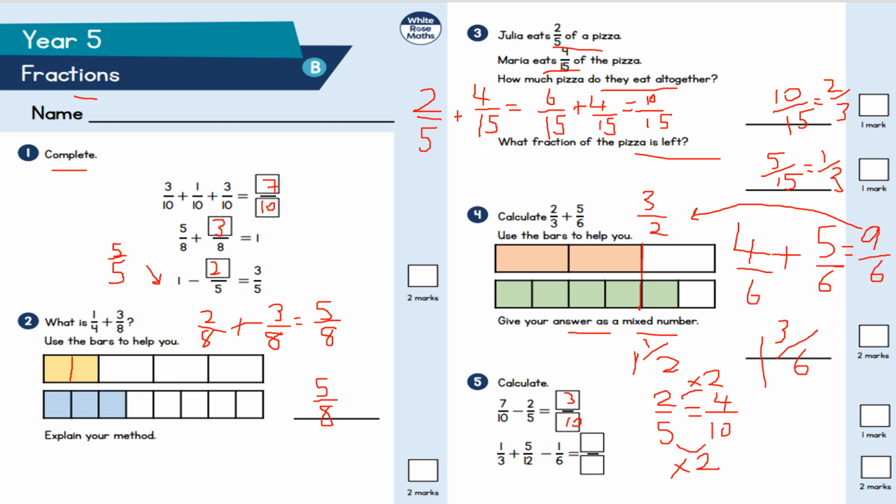For the next one, I'm going to take everything here out of 12. So that's going to be 4/12 plus 5/12 is 9/12, minus 2/12 is going to be 7/12. So that's going to equal 4/12, and that's going to equal 2/12. Okay, for that one.